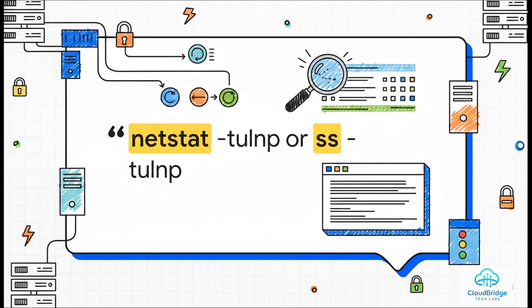Your app might be running perfectly, but hey, if it accidentally bound itself to port 8081 instead of 8080, all that traffic looking for port 8080 is just going to be completely ignored. These commands lift the hood and show you exactly who is listening and where.